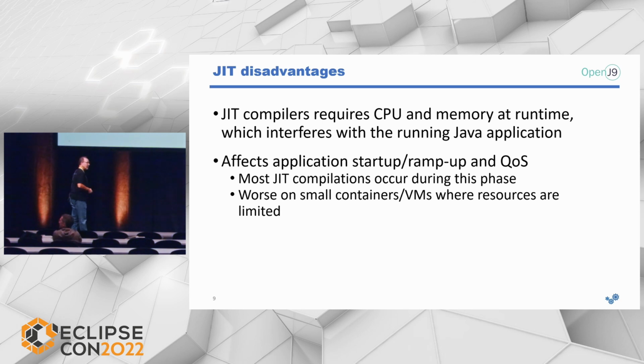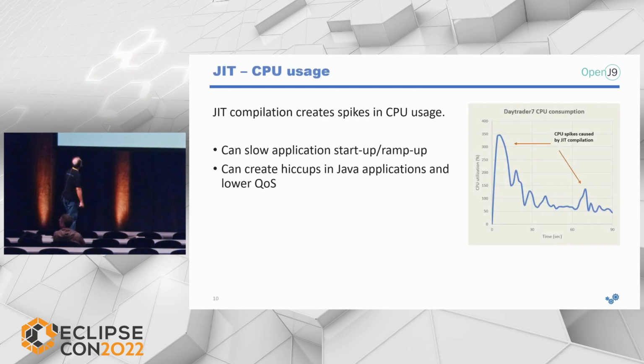And this mostly affects your application at startup time, because that's when most JIT compilations occur. And it gets worse in a container environment where you have less and less resources. Here's an example of a graph of what happens with the CPU. You can see the spikes occurring initially at the start here. That's when all the JIT compilations are occurring, but they can happen during the life cycle of your JVM. And anytime you have those spikes, it does affect the quality of service of your application.